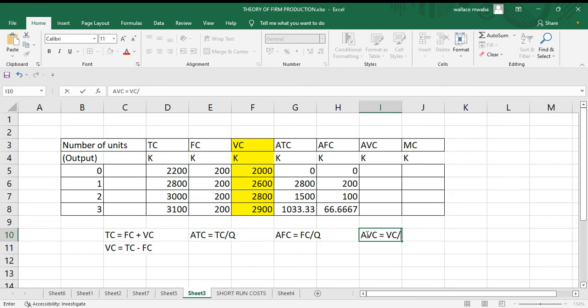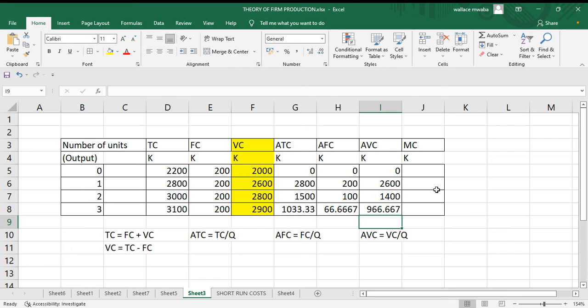Then to get our average variable cost, the variable cost over the quantity. So here it's going to be 0. For variable cost, 2,600 divided by 1, we get 2,600. And then we say 2,800 divided by 2, and we get 1,400. And we say 2,900 divided by 3, we get 966.667. So we found our average variable cost.